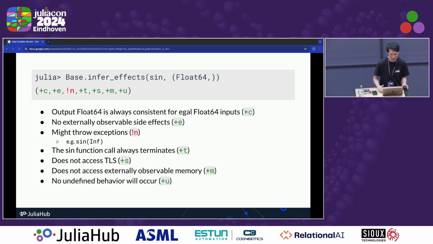Here, as a concrete example, let's take a look at the effects of the sine function. And those green effect bits indicate that the conditions are met. So we can see that it generally has good effects. And for example, the green plus C indicates return value is consistent, and green T indicates the execution of sine always terminates quickly. On the other hand, the red T indicates that sine can sometimes throw exceptions.